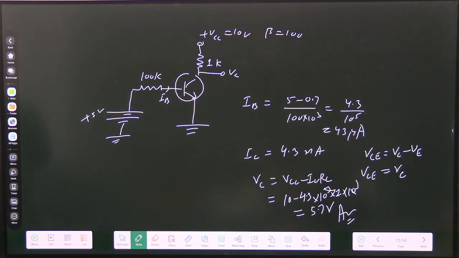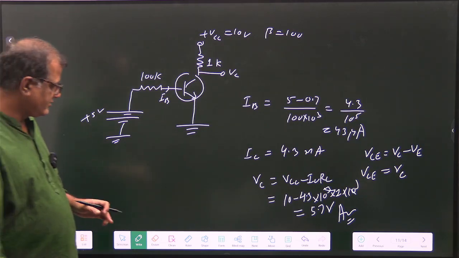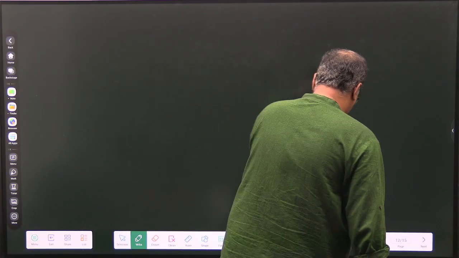Collector voltage with respect to the ground. Okay, VBE is given 0.7 and they say beta DC is very large. Beta is very large. So, next question. Beta value is not given. See, beta is very large.